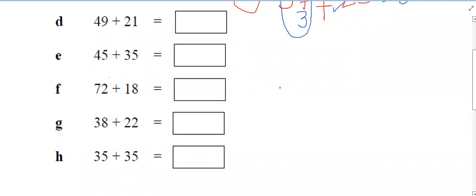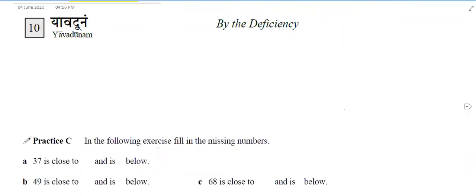Okay, shall we go to the next exercise? Next slide. So one more new sutra, that is Yavaduna. By the deficiency. What is meant by deficiency? Lacking something, losing something or missing something. In other words, how much is less?